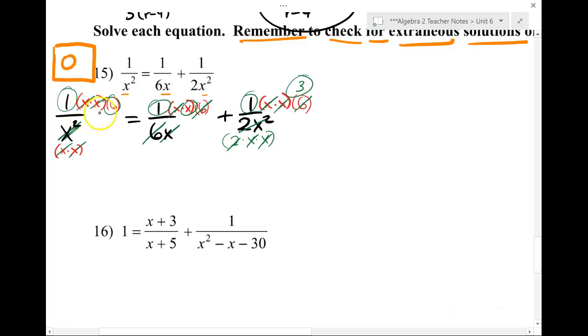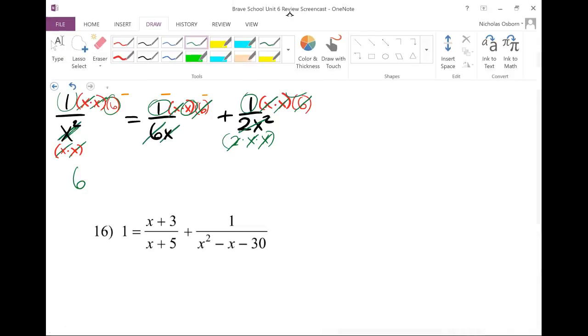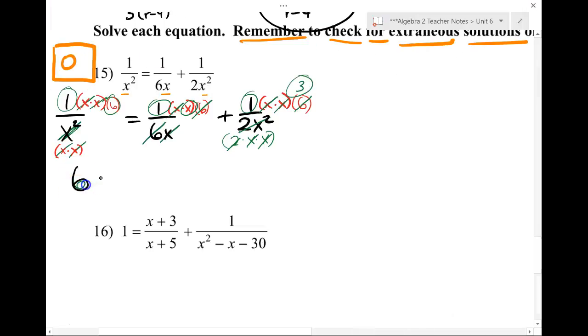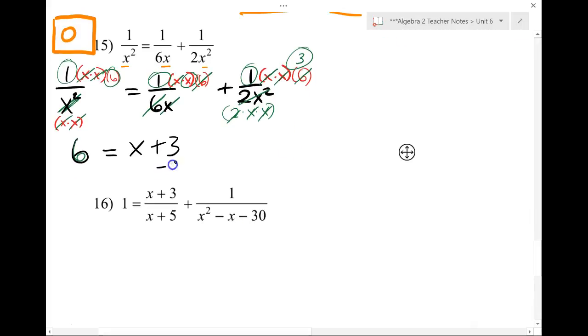So now over here, this first term, it's 1 and a 6, so that'll just be 6. And then here, we cancel out everything but a 1 and an x. So it's just 1 times x. And then over here, we've got a 1 and a 3. So it's just plus 3. And doesn't that look like a whole lot easier to work with? Sure does. So now, isolate x.